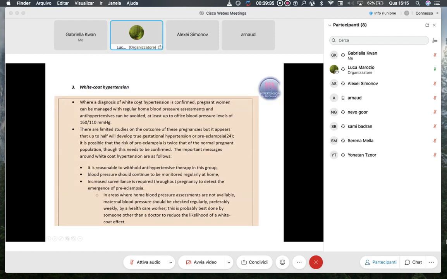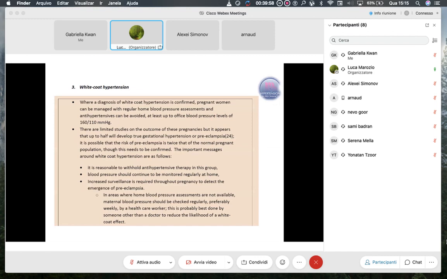Two words on white coat hypertension. White coat hypertension is hypertension which is measured only when blood pressure values are measured by a professional. And the woman reports that at home, her blood pressure is completely normal.